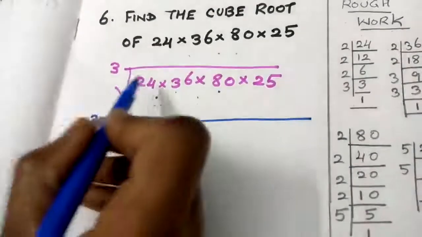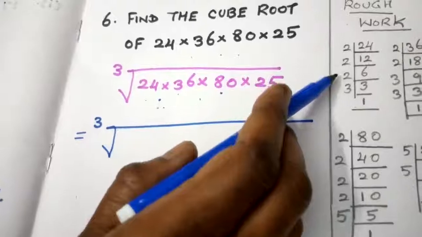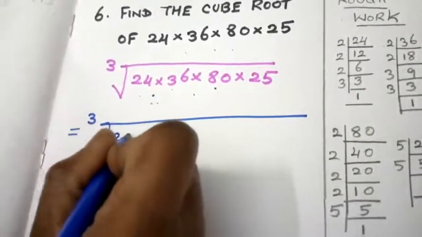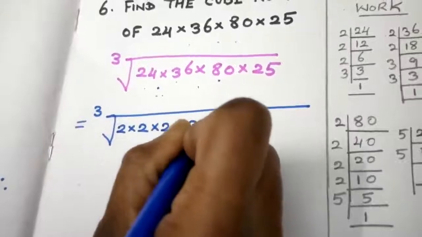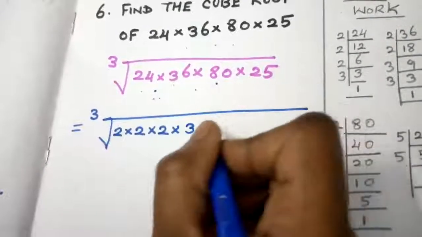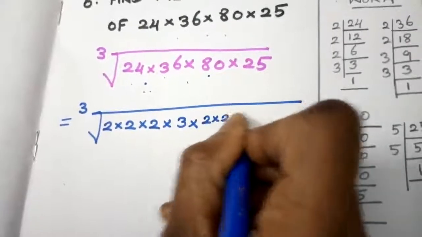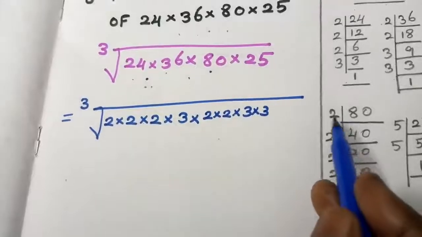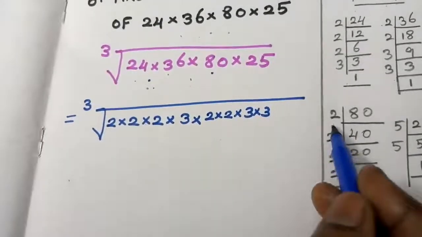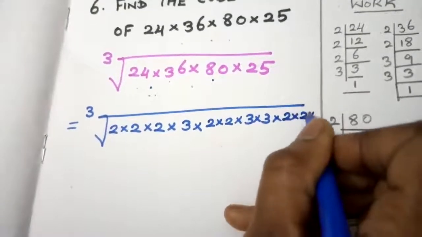Cube root of 24, what is the value I am getting here? 2 into 2 into 2 into 3. Coming to 36, what is the value I am having here? 2 into 2 into 3 into 3. Coming here, for this one, 1, 2, 3, 4, 5. That is 2 into 2 into 2.